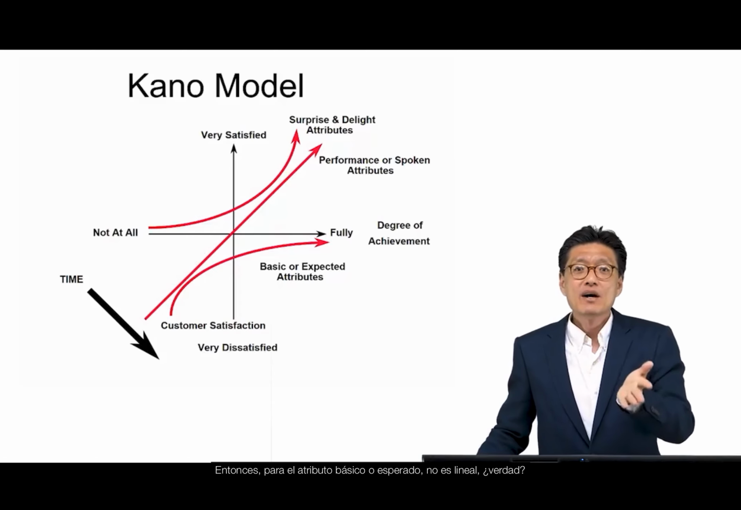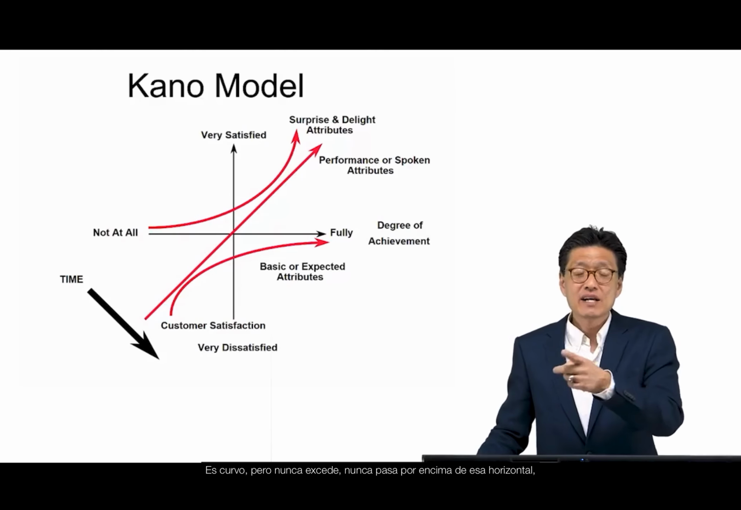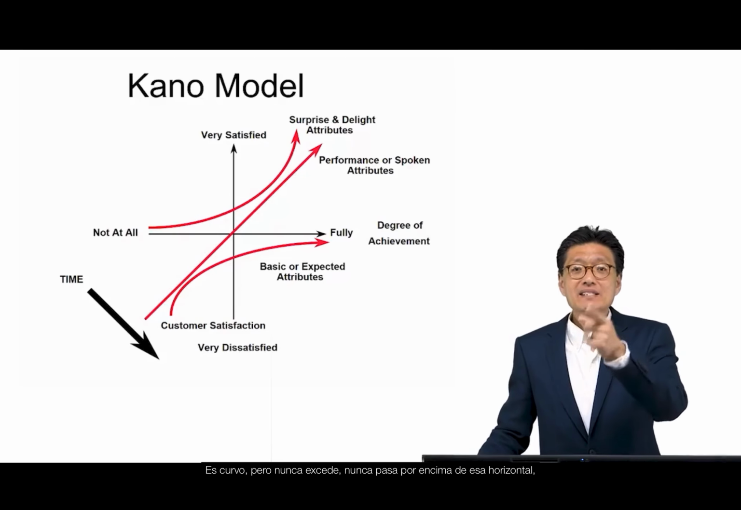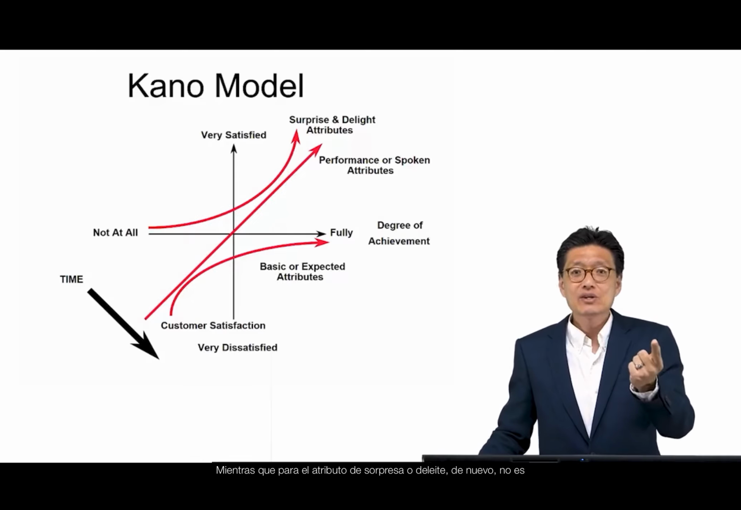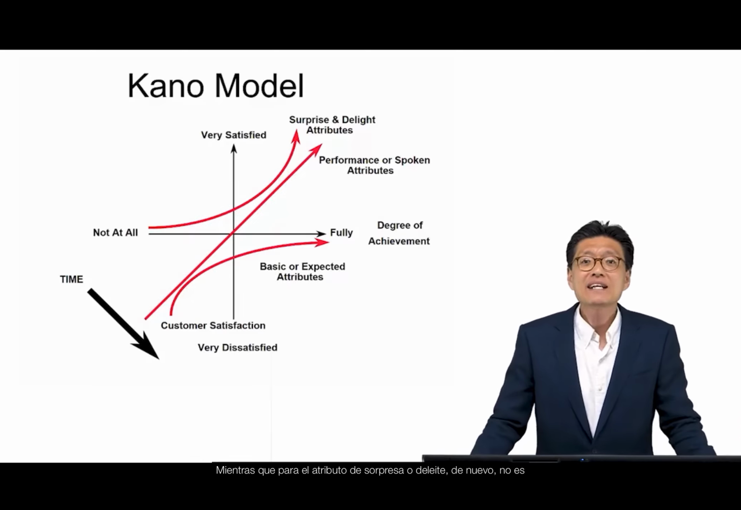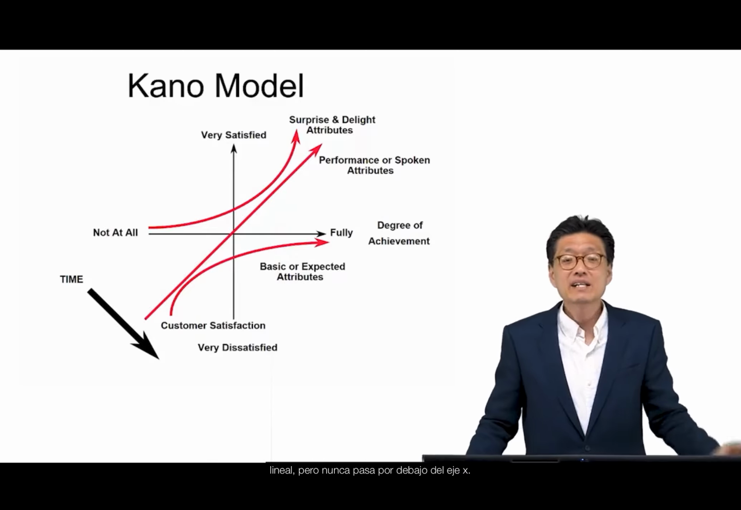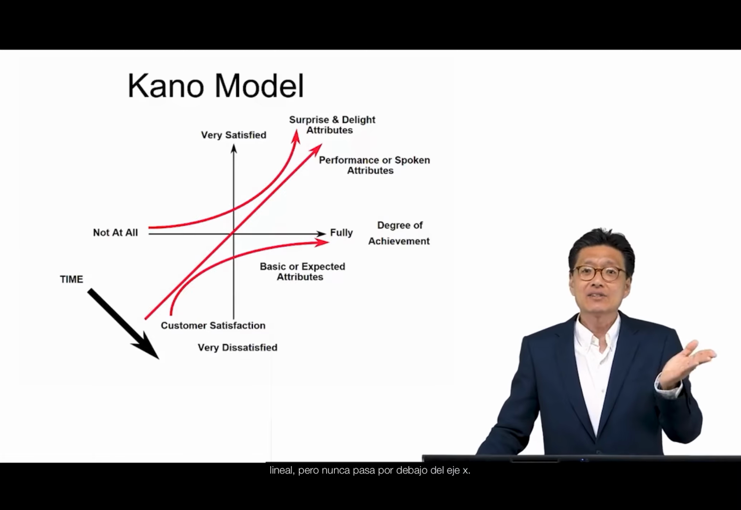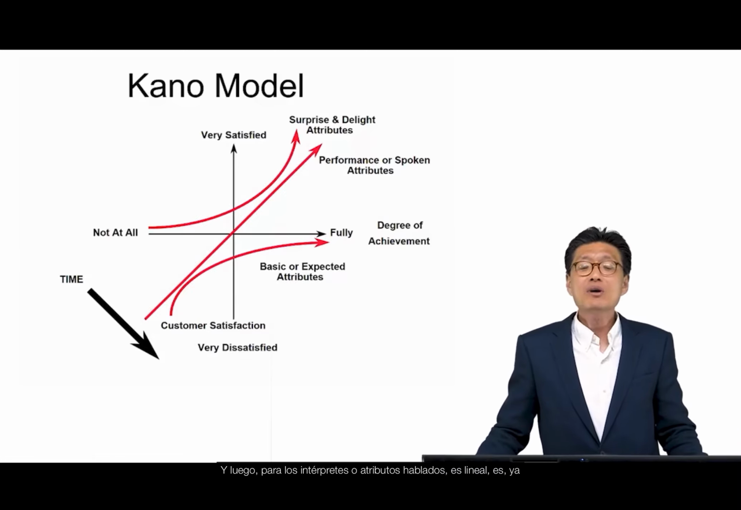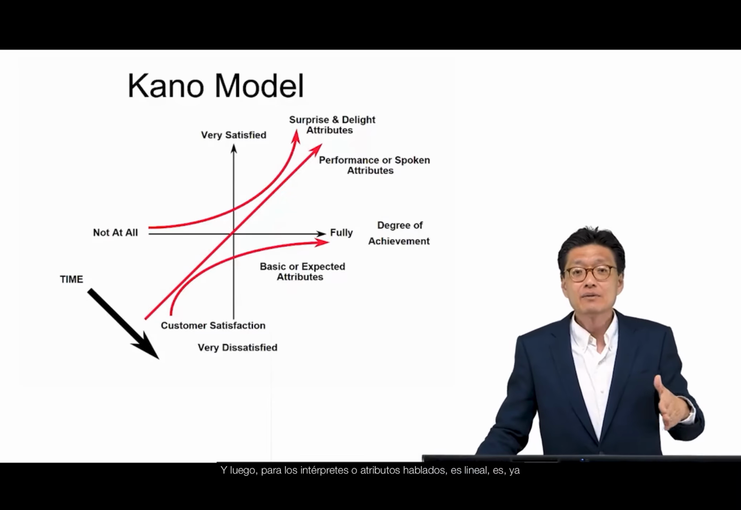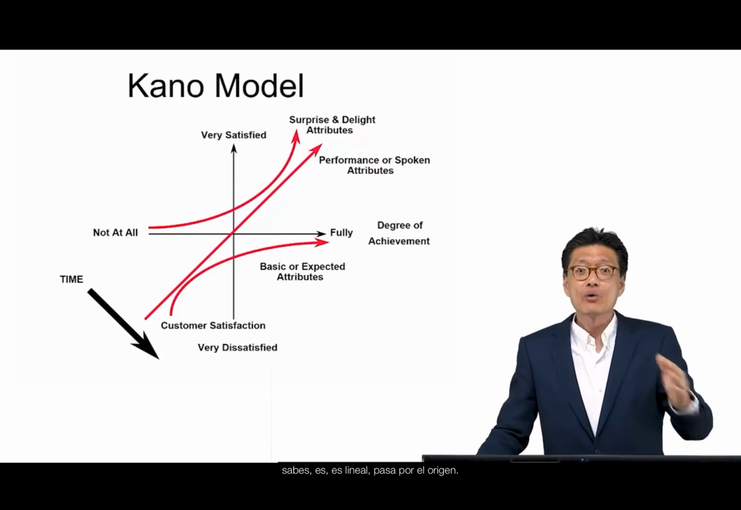So for the basic or expected attribute, it's nonlinear, right? It's curved, but it never goes above the x-axis. Whereas for the surprise or delight attribute, it's again nonlinear, but it never goes below the x-axis. And then for the performance or spoken attribute, it's linear. It's linear, it goes through the origin.